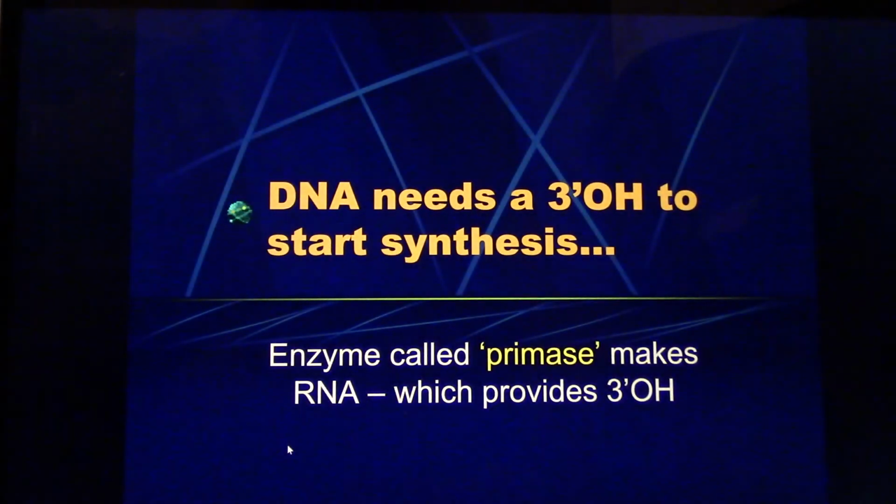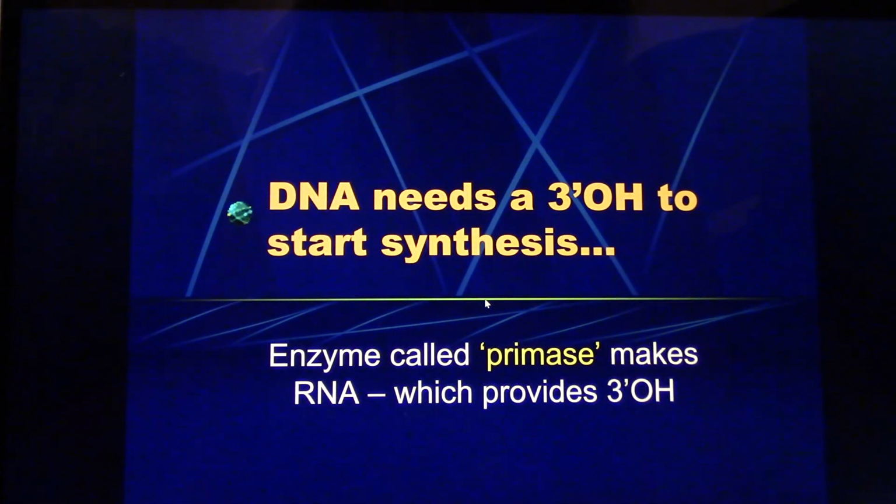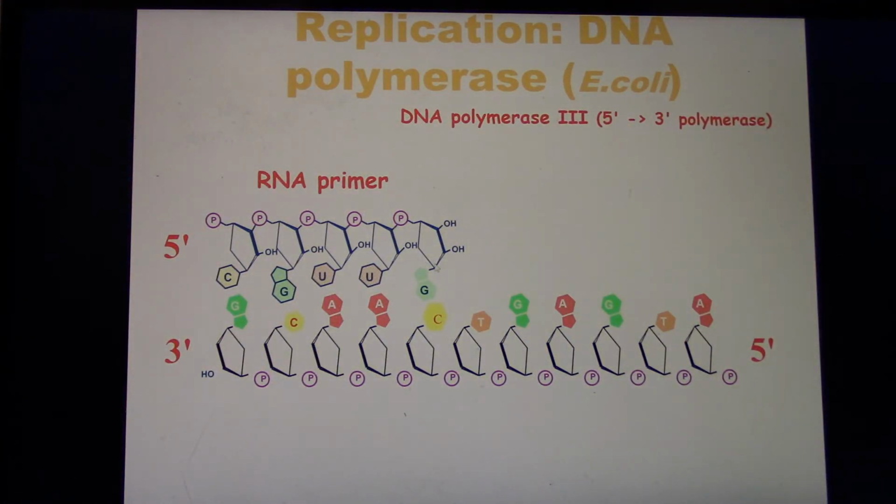Okay, I'm going to stop it there. I'm running out of time on this video. I might have to have this trickle over into a second one. But we have a 3' hydroxyl to start the synthesis. An enzyme called primase makes an RNA that provides that 3' hydroxyl. And here's an RNA primer right here with the 3' hydroxyl.